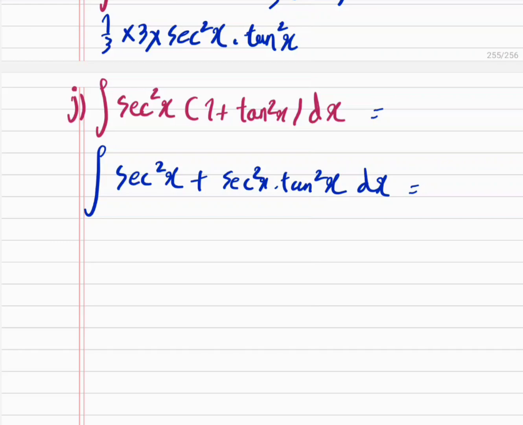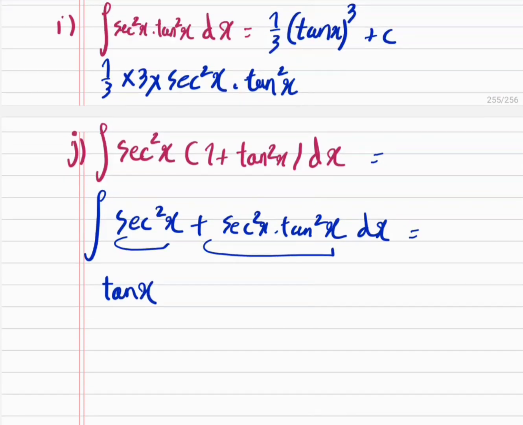Here it is interesting because sec squared x integrates to tan x, since sec squared x is the derivative of tan x. So this part is simply a standard result, and it integrates to tan x. And this other part is what we just solved in part i. So sec squared x tan squared x integrates to 1 over 3 tan cubed x plus c.